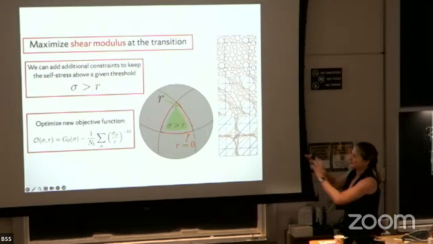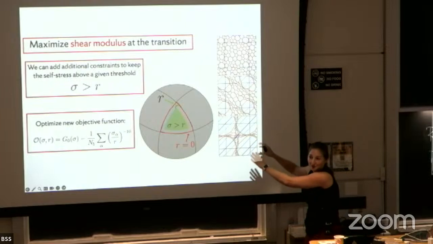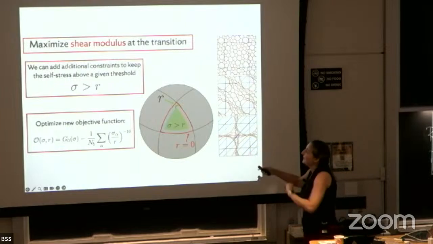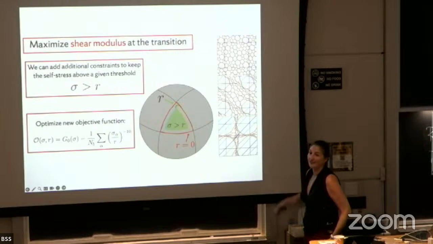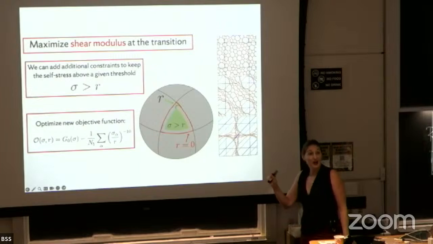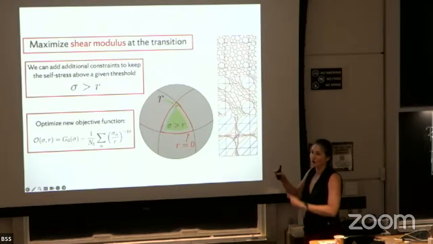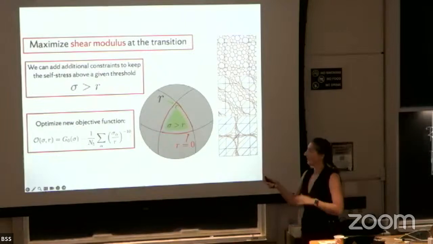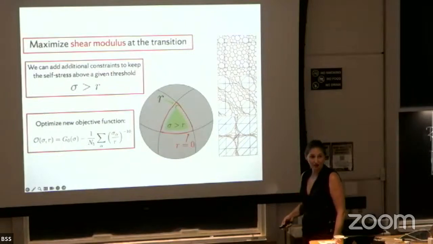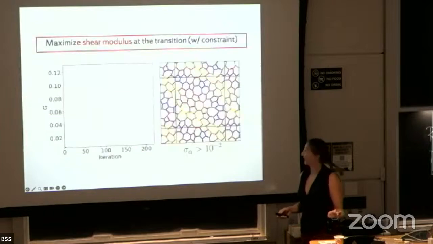And with this, so this is my stereographic projection of the states of self-stress, you basically just say, depending on your sign convention, I don't want any tensions of the opposite sign. So I can say how close I want to be to having zero tension in any of my bonds. We're going to parameterize by R. And of course, we can add that to our objective function. And this will generate physically realizable states.